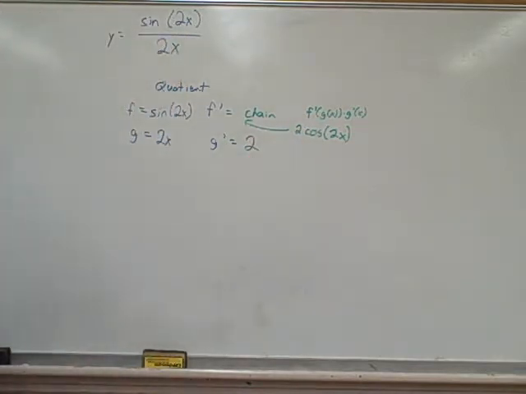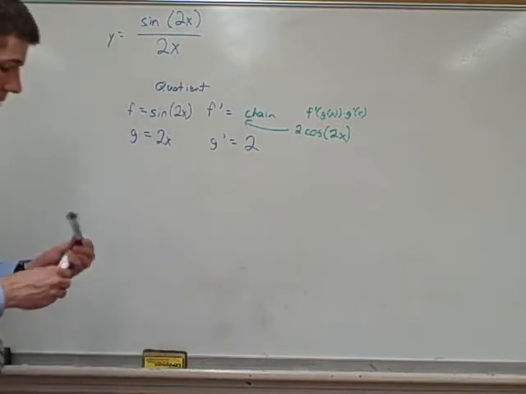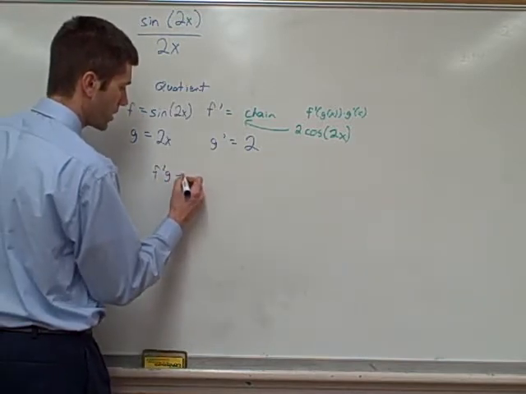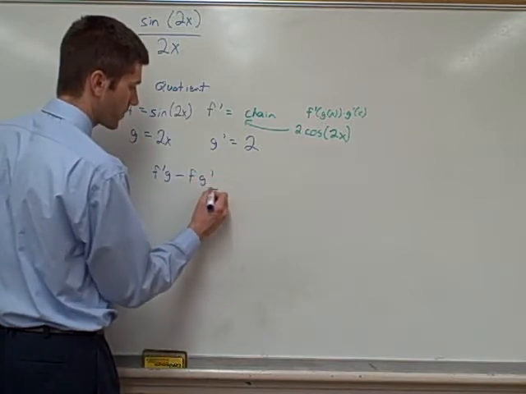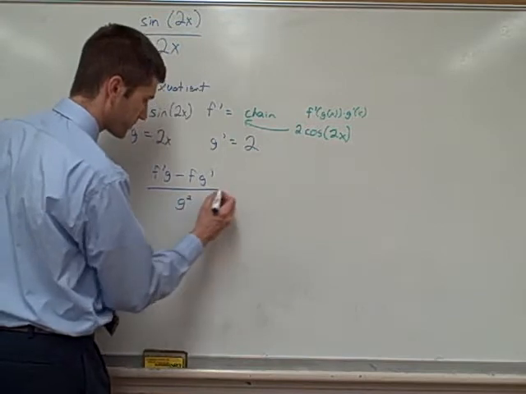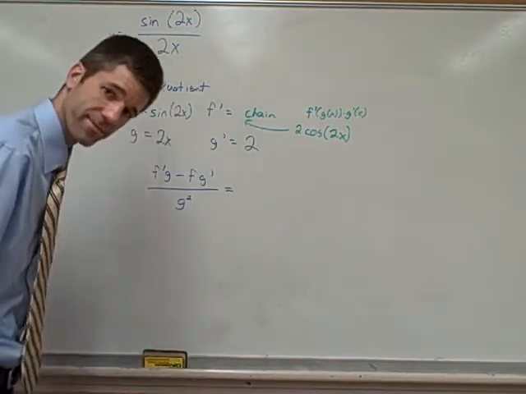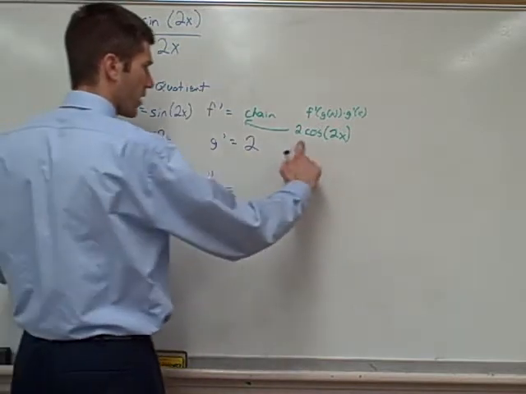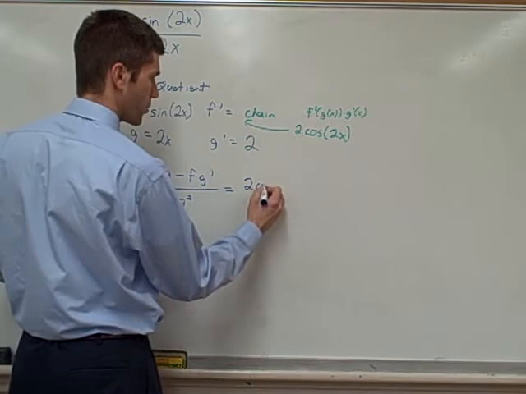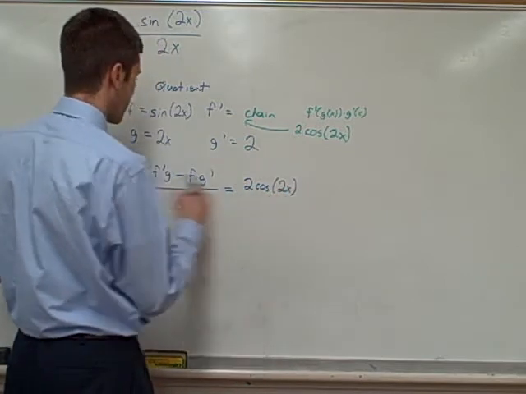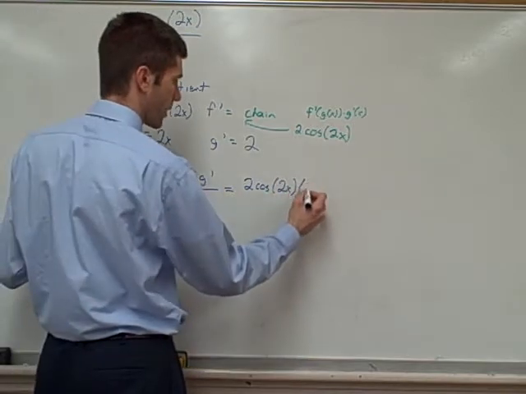All right, we are ready to go ahead and apply the quotient rule. So let's write down the quotient rule. It would be f prime g minus f g prime, all divided by g squared. Scared you, didn't I? You were expecting it. I know you were. Okay. Let's do this quickly. f prime is 2 cosine 2x times g, which is 2x.